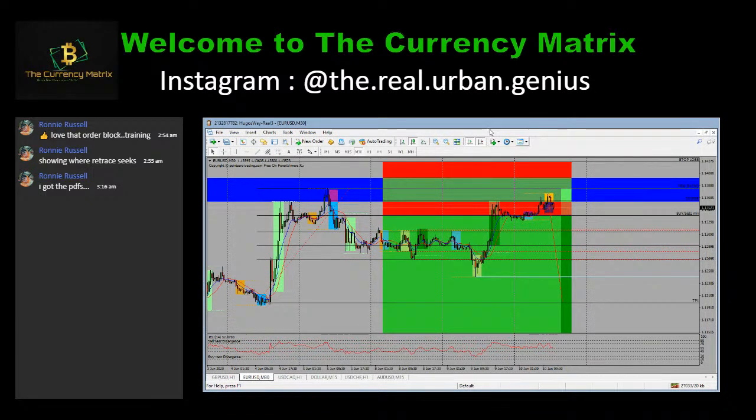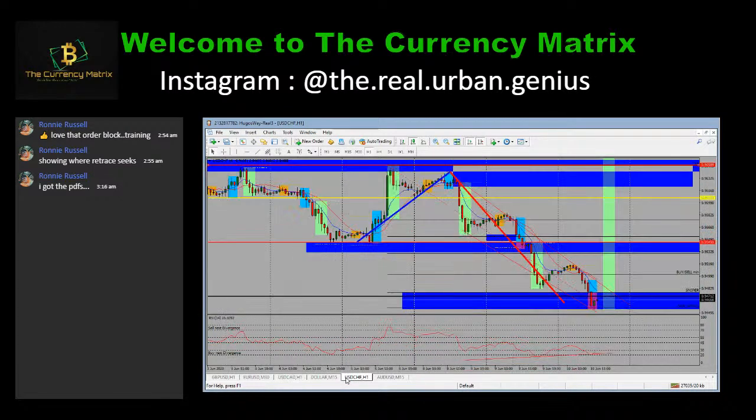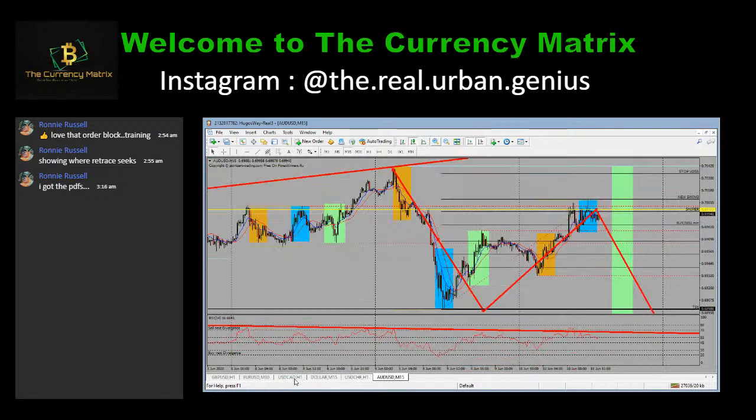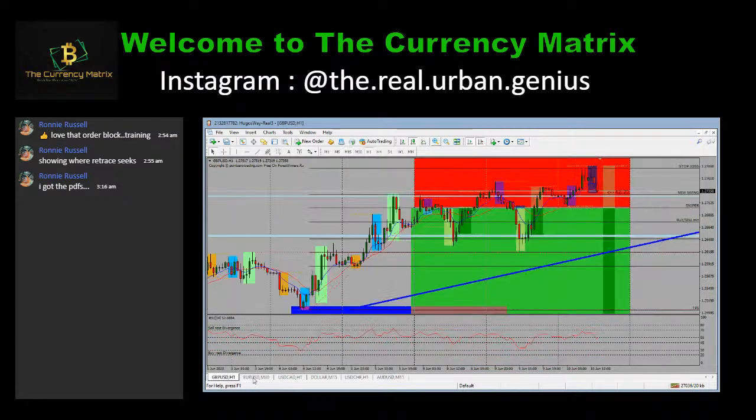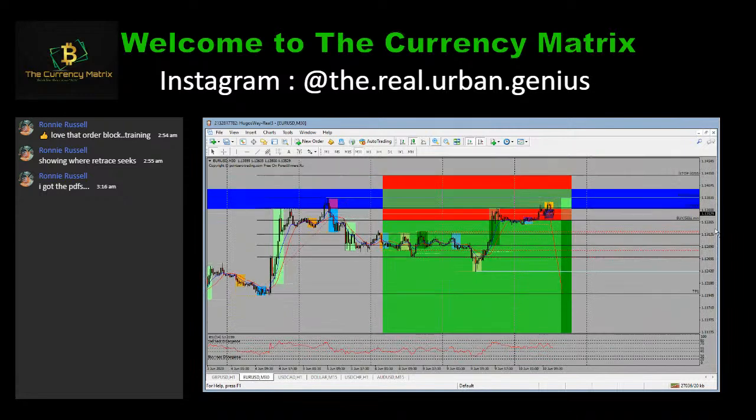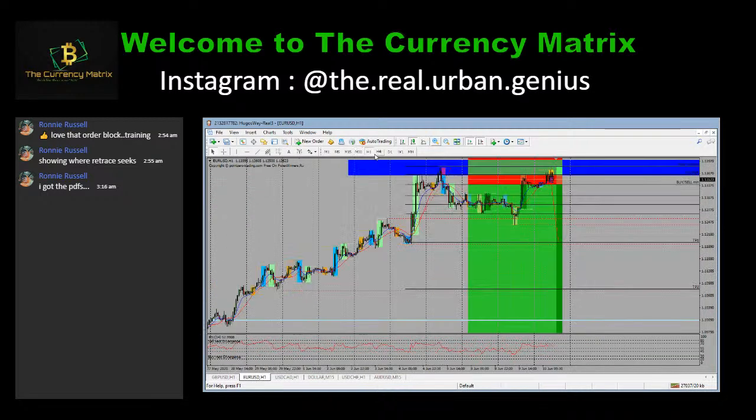Let's go back. Didn't mean to do that. Screen back up. So we did the USD CAD, USD CHF, and Aussie. Let's do Euro. With the Euro, pretty much the same exact thing.